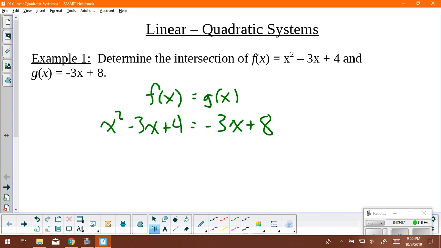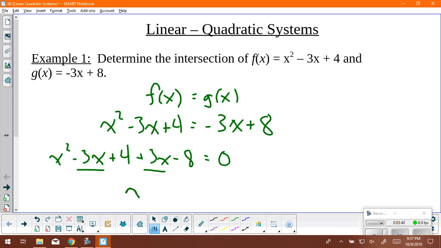Okay, now we're going to do what we did yesterday, right? If I want to solve a quadratic equation, I get all my terms on the same side, and then solve the resulting quadratic. Okay, so I'll bring these over. So x squared minus 3x plus 4, plus 3x, and then minus 8 equals 0. Okay, collecting my like terms, I have minus 3x and plus 3x, so they're gone now. So I have x squared and plus 4 minus 8, that's minus 4 equals 0.